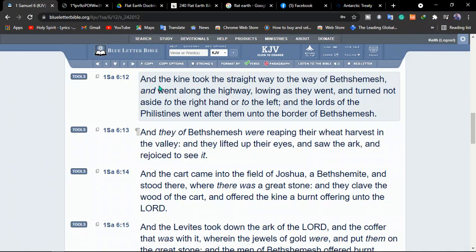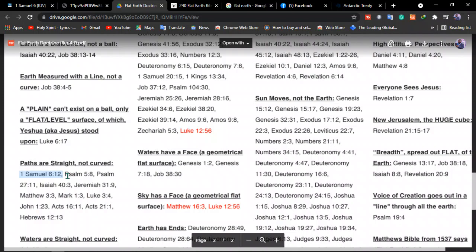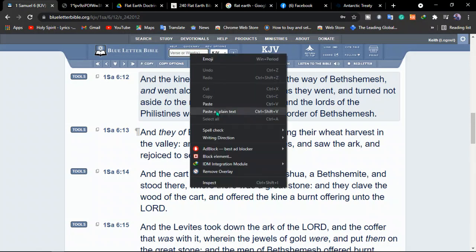And the kine took the straight way to the way of Beth Shemesh and went along the highway, lowing as they went, and turned not aside to the right hand or to the left. And the lords of the Philistines went after them unto the border of Beth Shemesh. You see, the kine took the straight way, going straight from one angle to another. He went from here to this side, straight, absolutely. Did he say that he was turning or changing? No, absolutely not. So paths are straight. The Bible tells us the paths are straight. Let me show you another one here.